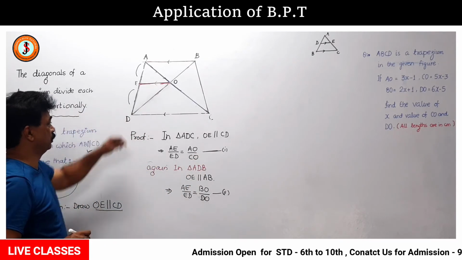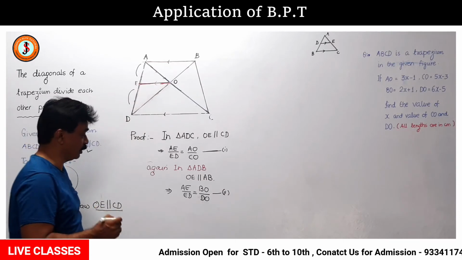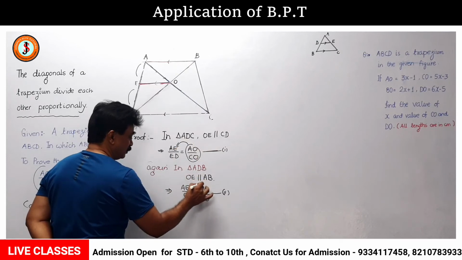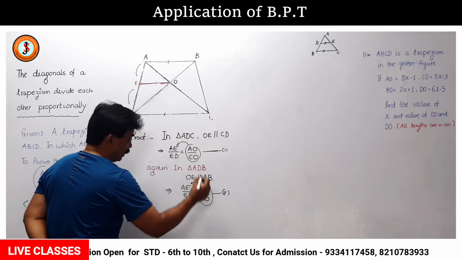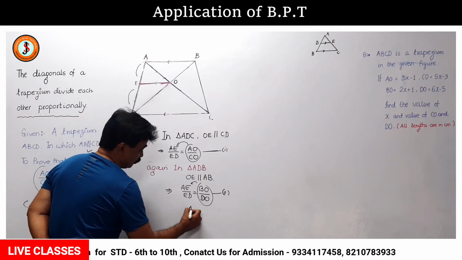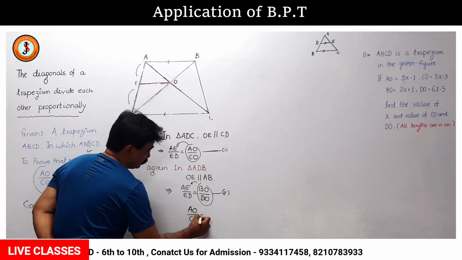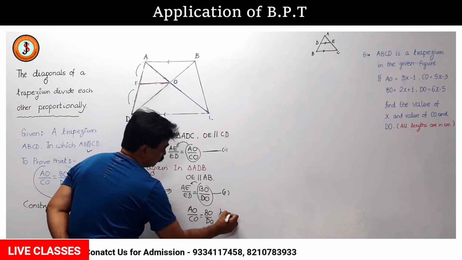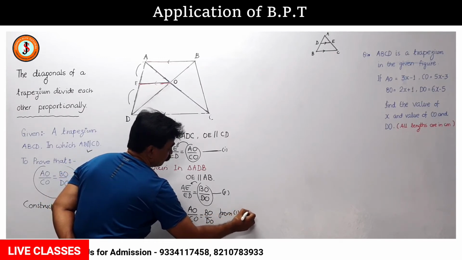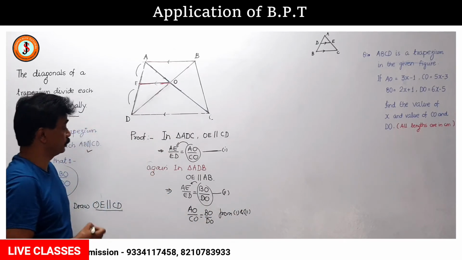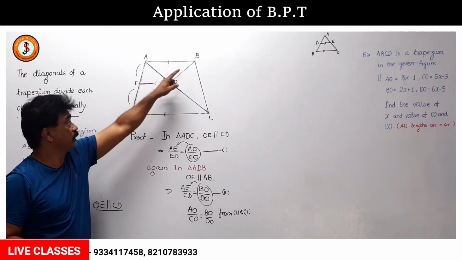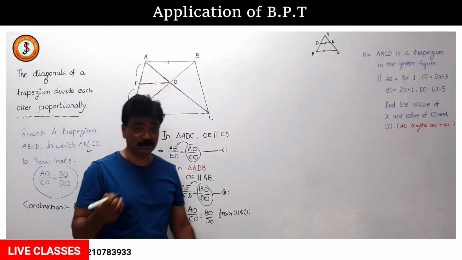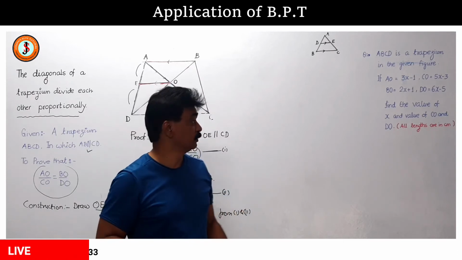Alright, CO and OC are the same. So from 1 and 2, things which are equal to the same thing are equal to one another. That means AO by CO is equal to BO by DO from 1 and 2. So we have proved that diagonals of a trapezium AO by CO is equal to BO by DO. That means diagonals of a trapezium divide each other proportionally.